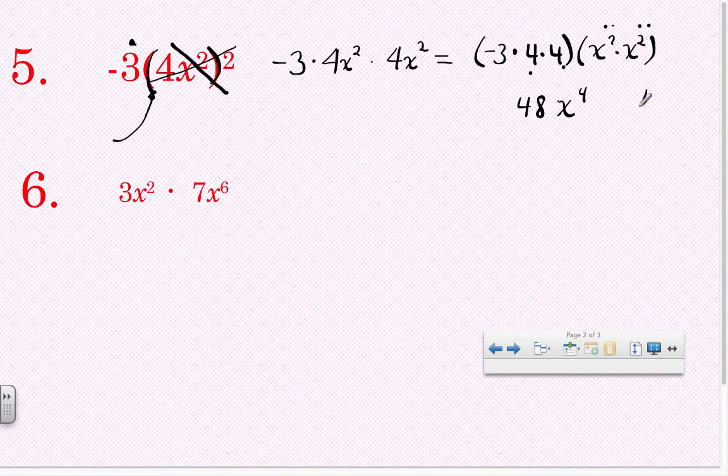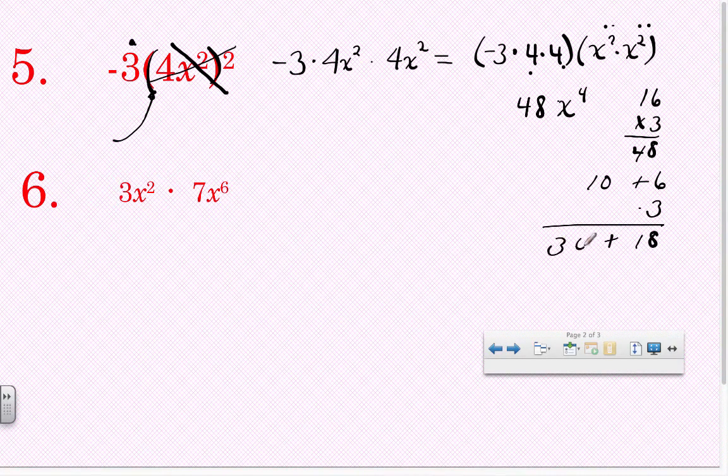And once again, if you wanted to see how I did 16 times 3, you can do it the traditional way, or you can say 16 is 10 plus 6 times 3, so that's 18 plus 30, which gets me 48. Whichever way makes it easy for you. And then one last problem.